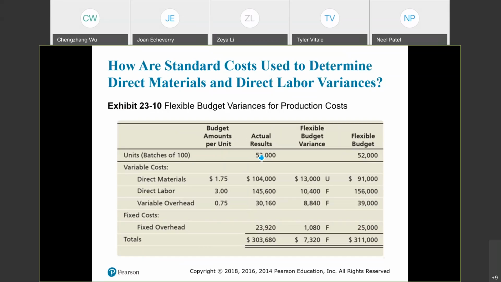The unfavorable part for direct material, and favorable part for direct labor, as well as favorable part for variable overhead. And this slide summarizes the flexible budget variance for production cost.